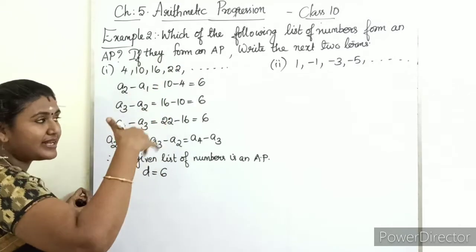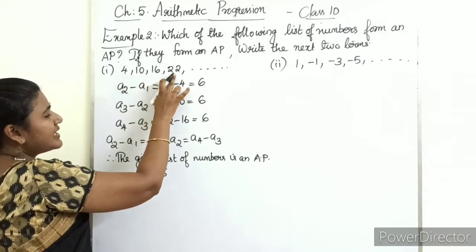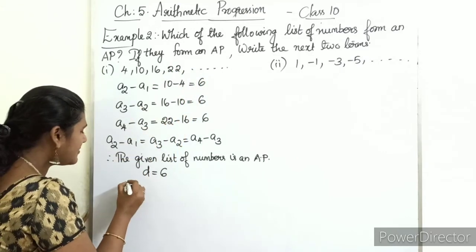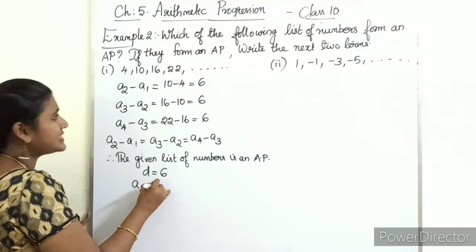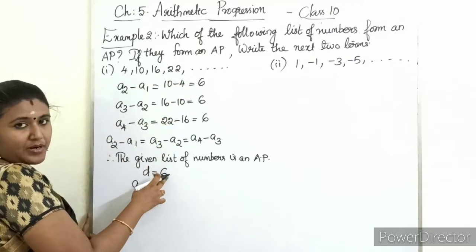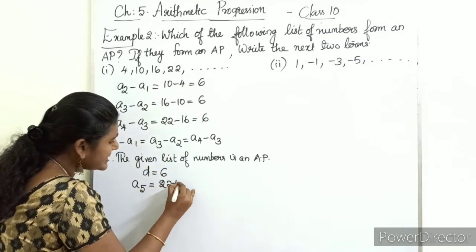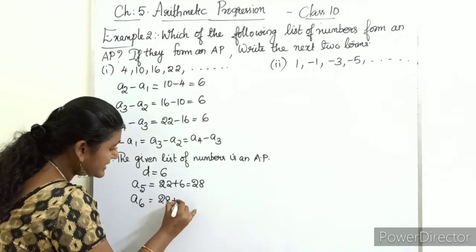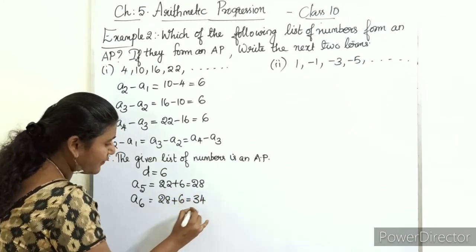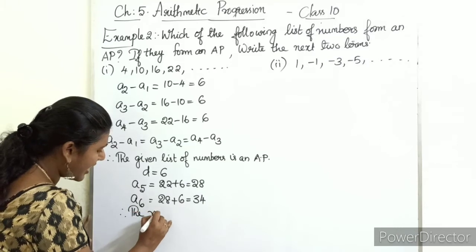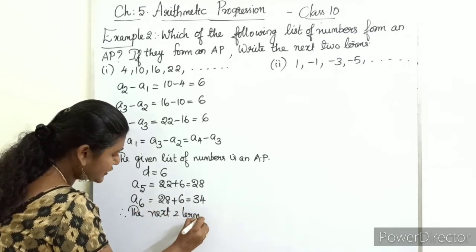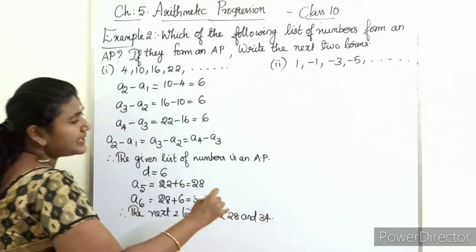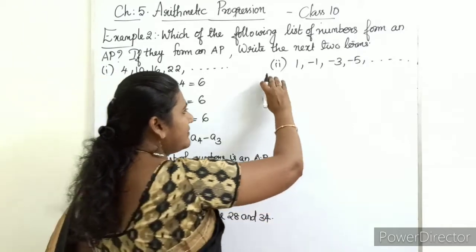Now next we have to find the next two terms. Here they have given 4 terms in the question. So how will you find the fifth term? A5 is equal to fourth term plus common difference, that is 22 plus 6 is equal to 28. Now what about sixth term? 28 plus 6 common difference, that is 34. Therefore the next two terms are 28 and 34.